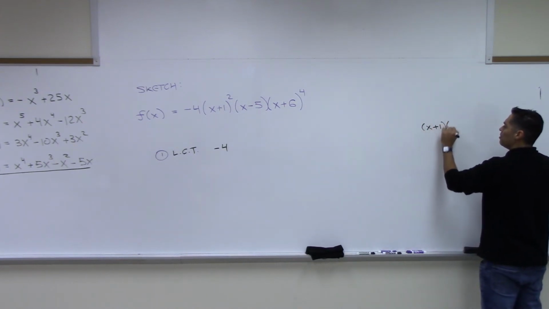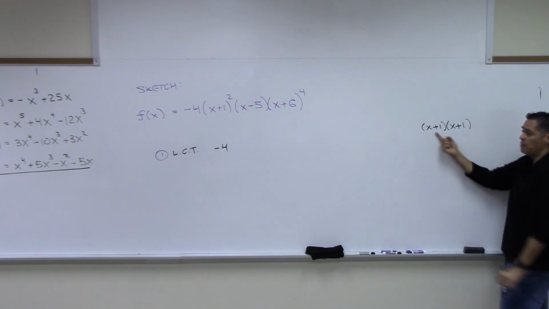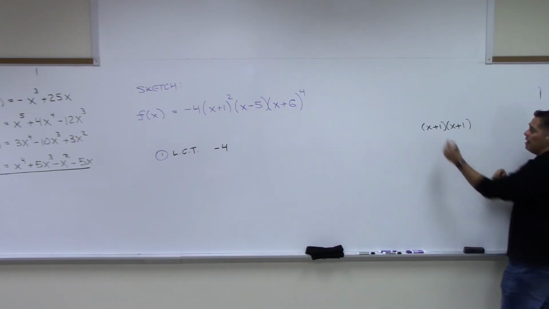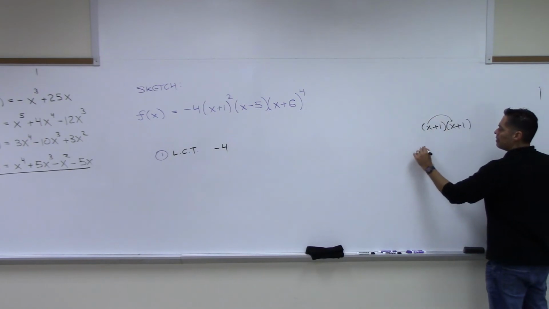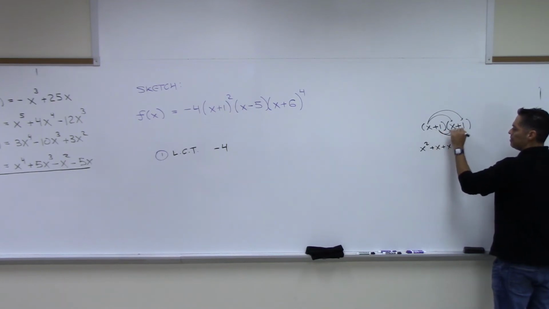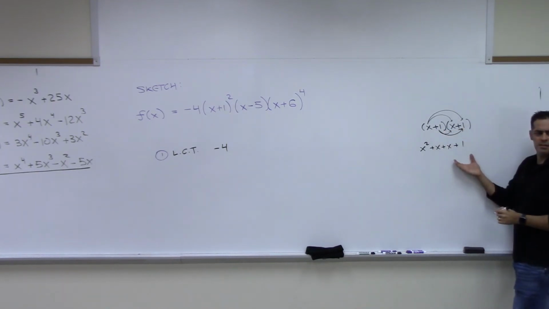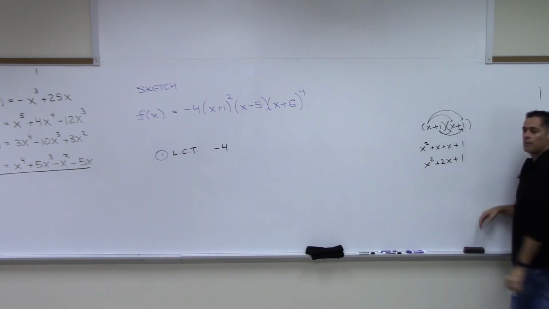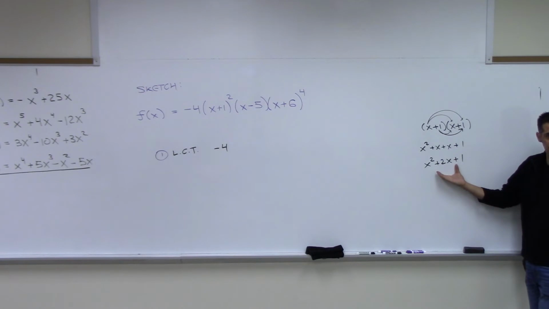If I take x plus 1 and square it, that means I have to multiply it times itself, like this. And that means I have to FOIL it, right? I'd have to do this times this. That would give me x squared. This times this would give me plus x. This times this would give me plus x. And this times this would give me plus 1. That makes sense? This would become x squared plus 2x plus 1. Right? That's what that would become.